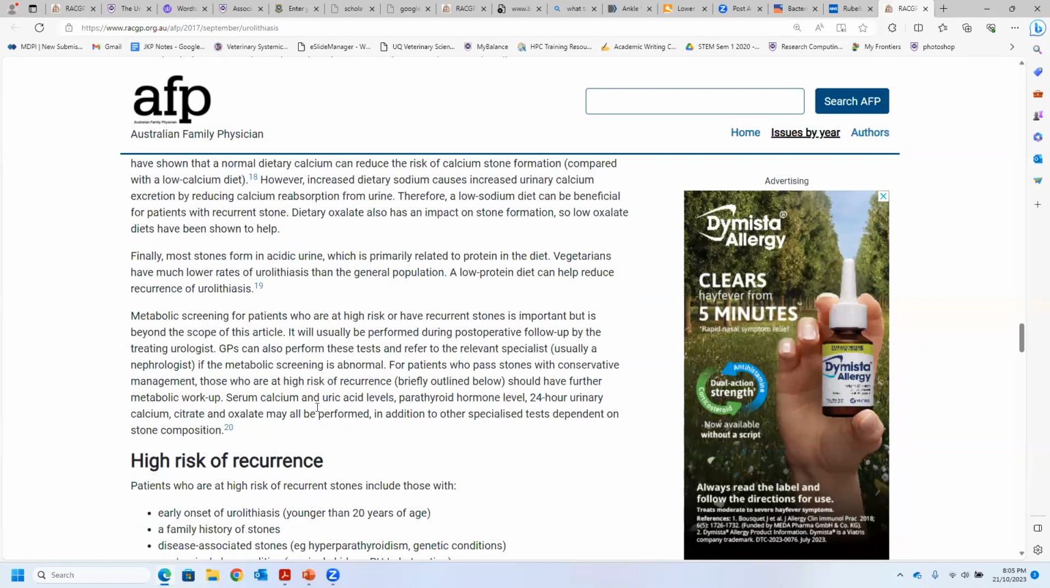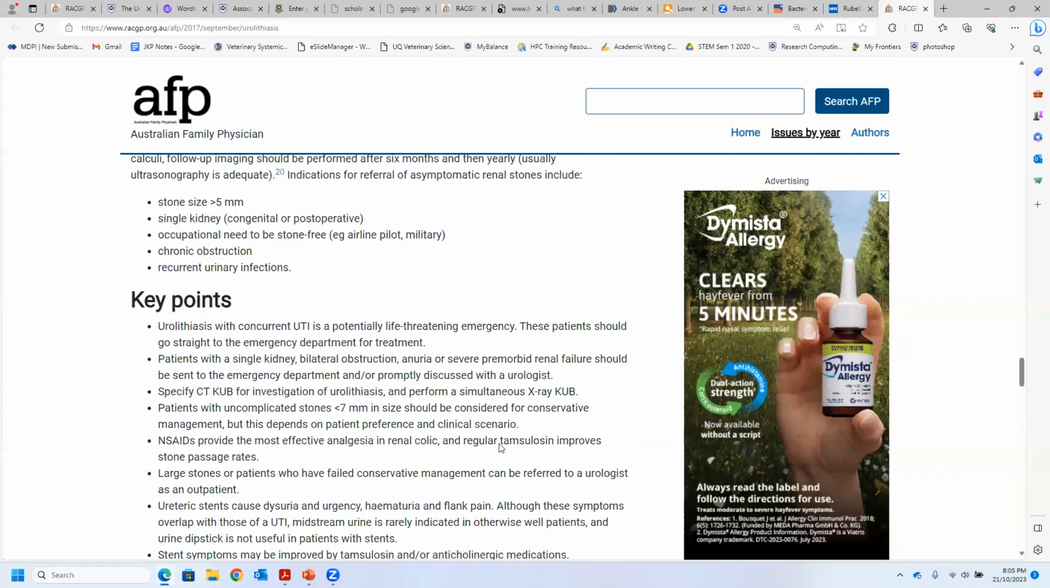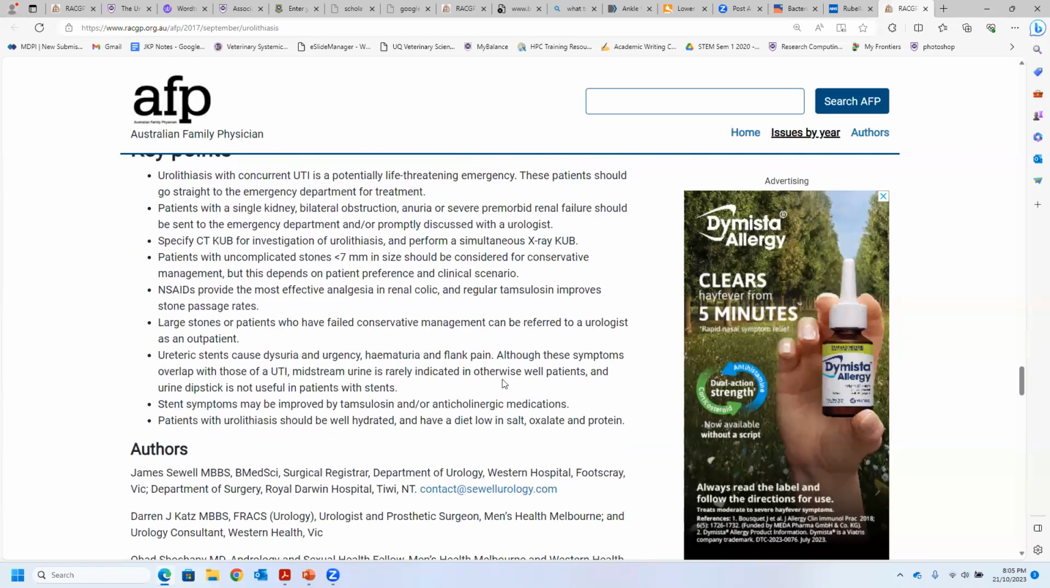What else? For recurrent stones, we usually advise them about dietary changes. That will be it. Any questions, guys?